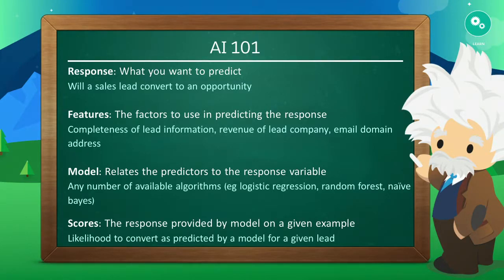Lastly, scores. So anytime that we have a model and we have new data that comes in, our goal is to predict what the outcome will be. And we refer to those as scores. And that's what you will use going forward to serve up to your customers so they can prioritize their work on which leads to go after.